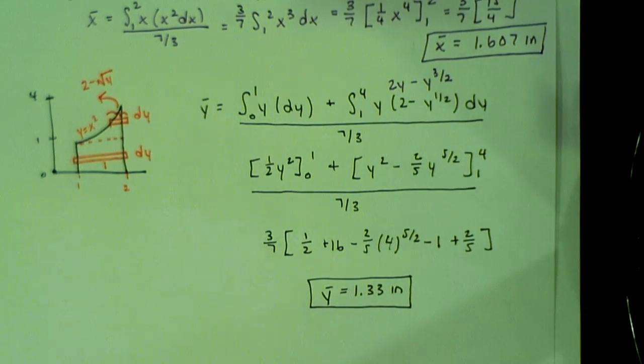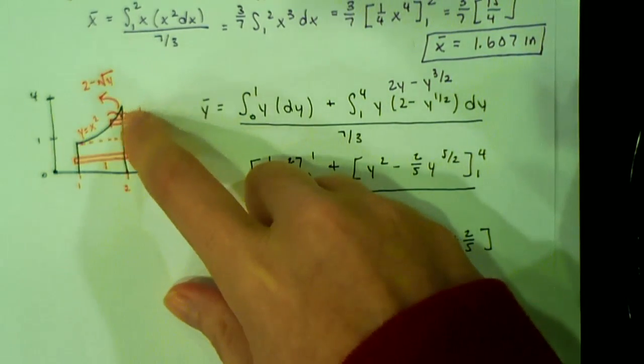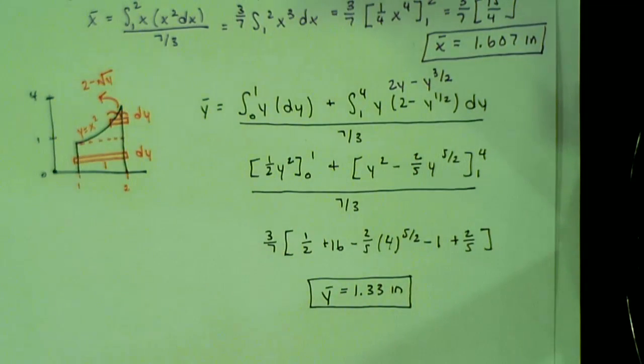Two minus root y. So we have to do right minus left. The rightmost point is 2, and then whenever we go left, we hit y equals x squared, but I need that in terms of y. So that's just x equals root y. I just said it. So it's right minus left: 2 minus that equation, which is just root y.